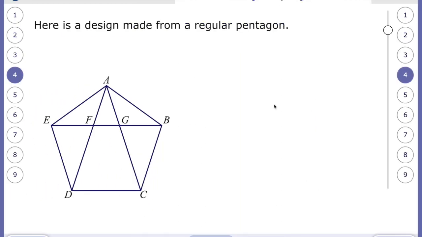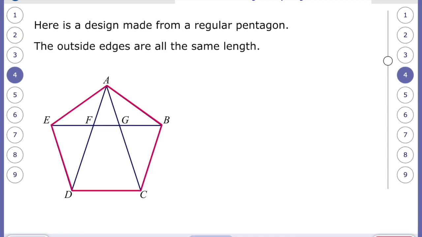Now we have a design made from a regular pentagon, and if you look in the regular pentagon, it's been split up into lots of different triangles, you can see here. Now the outside edges are all the same length. That's what makes it regular, and that's why an equilateral triangle would be a regular shape, but a scalene or isosceles triangle would not.